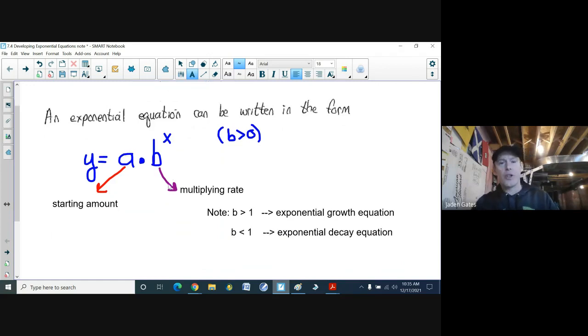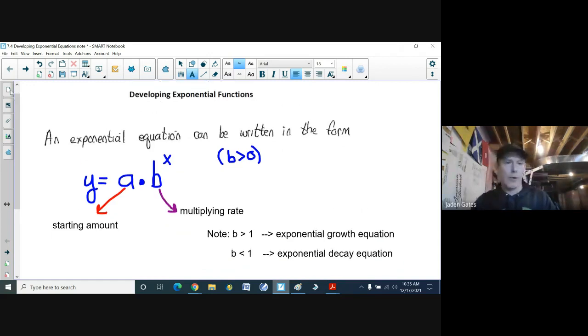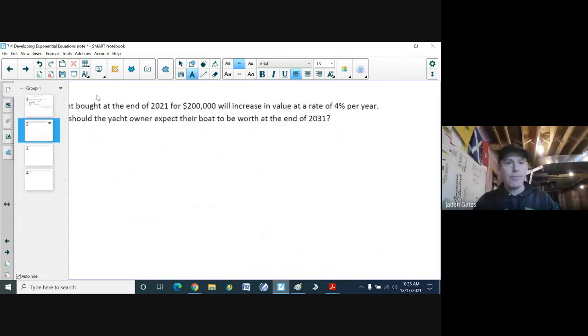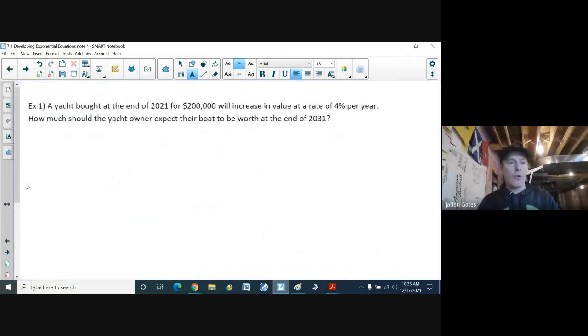Now, how are we actually going to use this information? Well, here is example number 1. A yacht bought at the end of 2021 for $200,000 will increase in value at a rate of 4% per year. How much should the yacht owner expect their boat to be worth at the end of 2031?